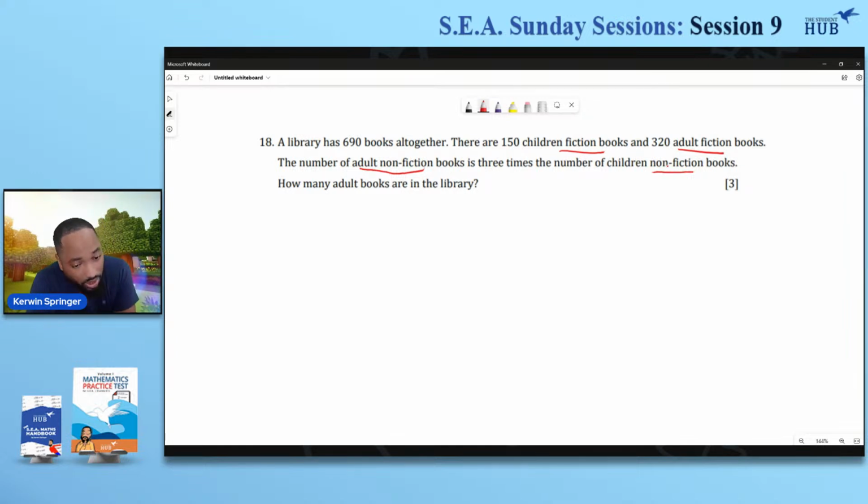So very rare is bring 4 categories like this. Normally all the questions we do so far is either 2 or 3 categories, 2 or 3 names, 2 or 3 items to consider. How many adult books are in the library? The number of adult fiction books is 3 times the number of non-fiction books.